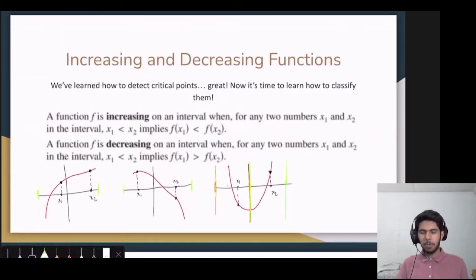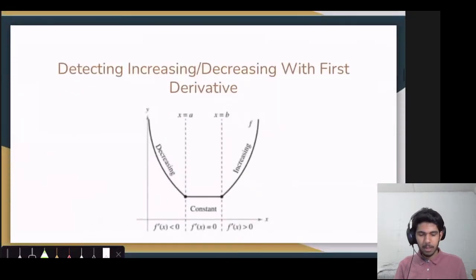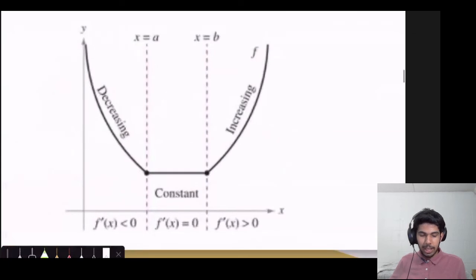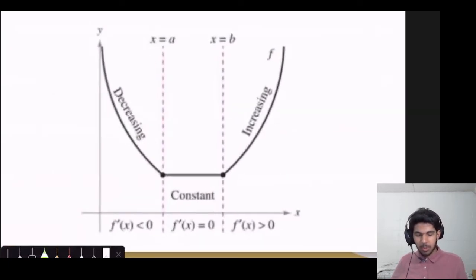Yeah, it's pretty simple when we see the graphs, but when we're not supplied with the graphs, we need a way of defining it mathematically. So we can actually detect increasing and decreasing parts of the function using the first derivative. So we see this function f here, and we have these intervals. First we have from x equals 0 to x equals a, so from here to here. And so we're looking at this part of the function.